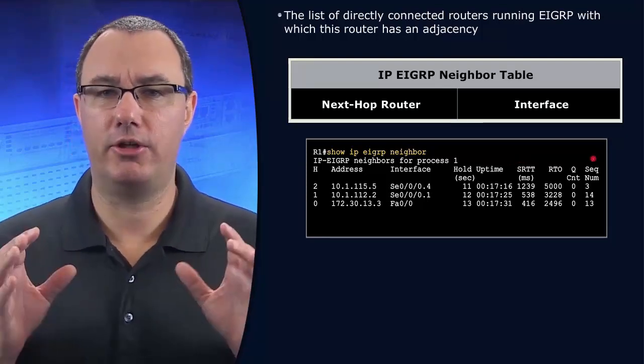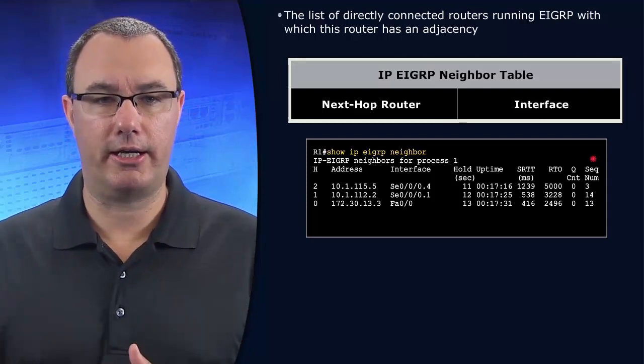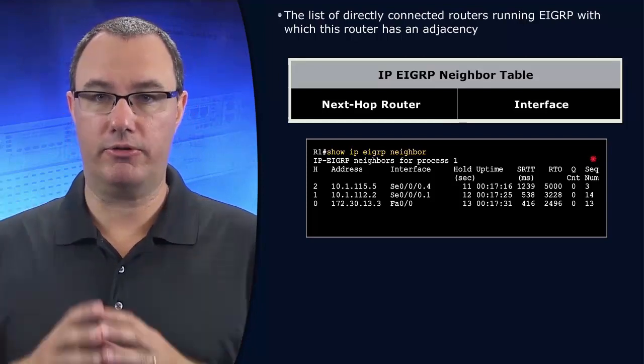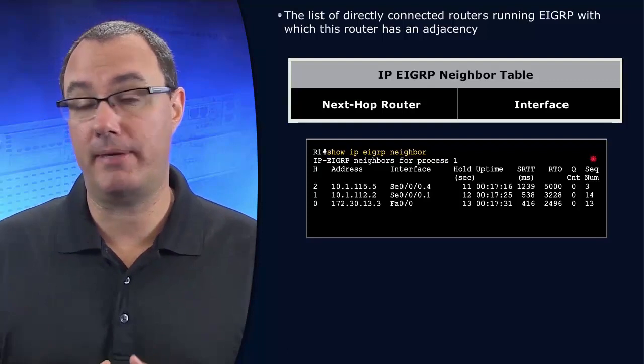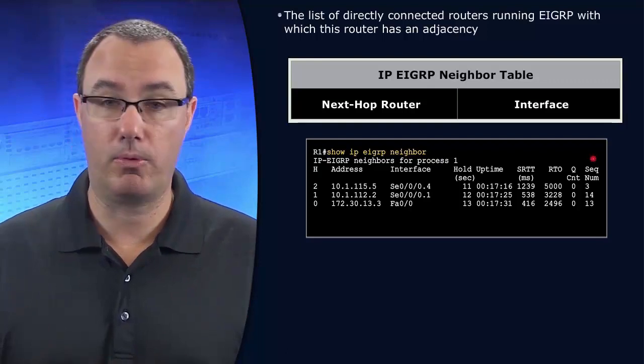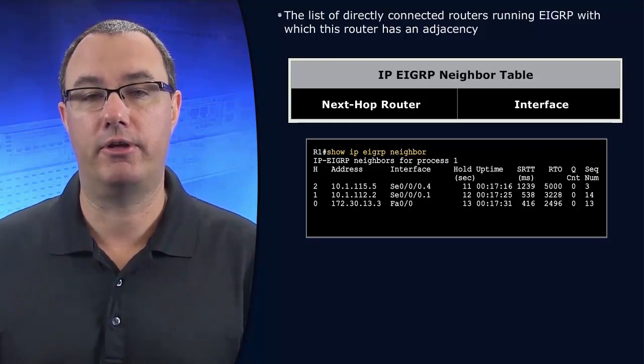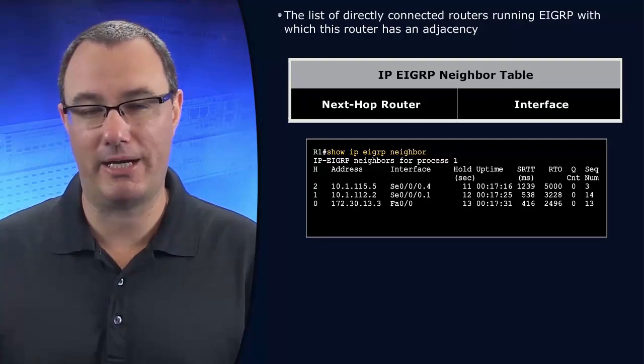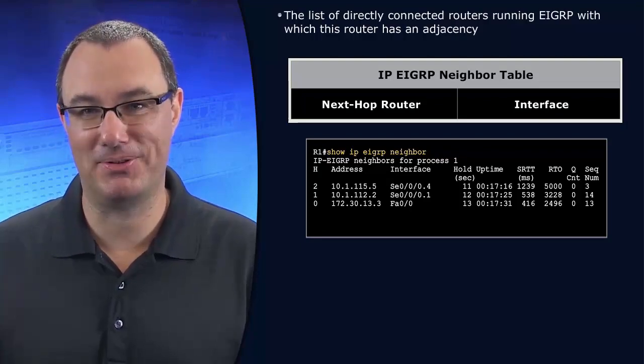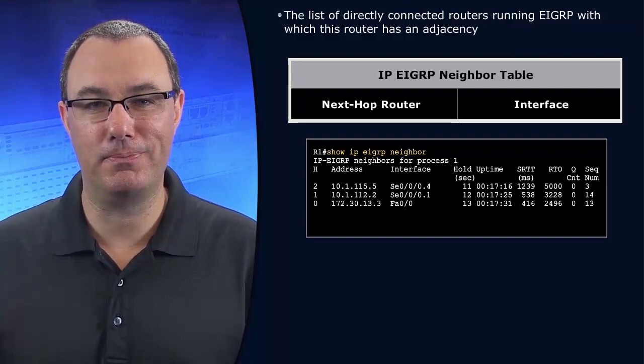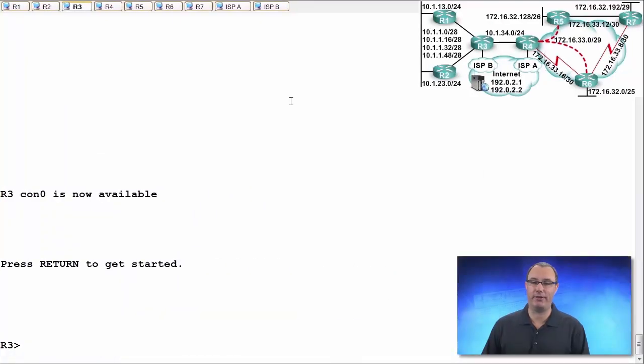Don't get focused on all of the columns. It's the number of rows that matter to us far more than the number of columns. The number of rows says how many neighbors we have. That's what matters. So if we were to go to our topology, let's look at R3.